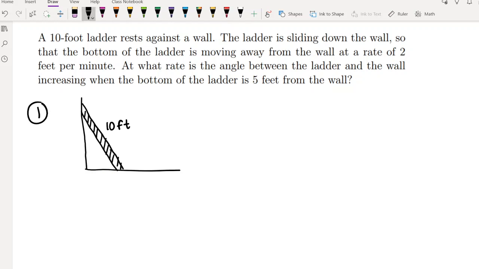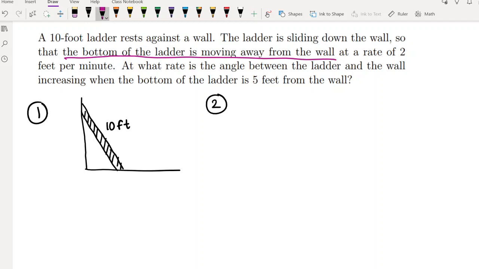Really the only thing that we know for sure in this picture is that the ladder is 10 feet long and that the ladder is leaning against the wall. So in this next step, now we can start to think about what are the things that are changing in this picture that are going to be relevant? The ladder is sliding down the wall, and it says that the bottom of the ladder is moving away from the wall, and we don't need to worry about the rate just yet.